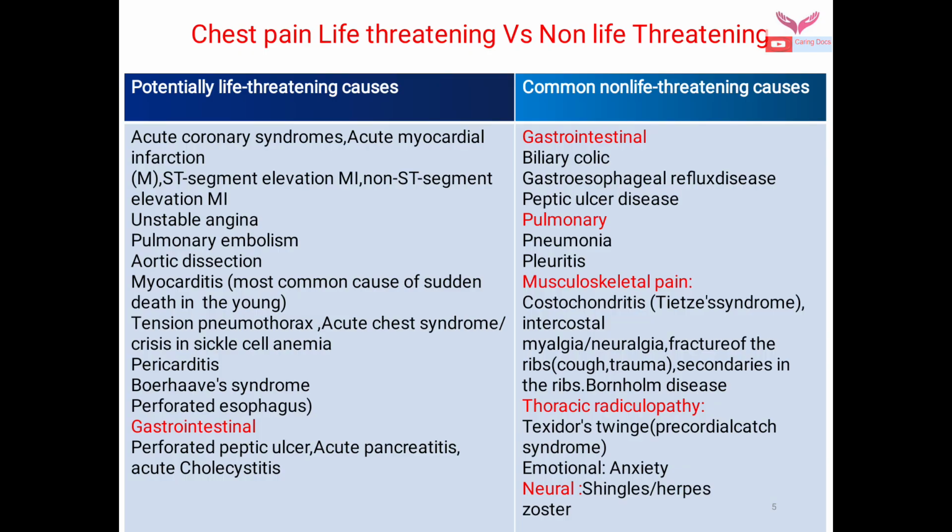Friends, whenever a patient of chest pain comes to us, we can further categorize them as potentially life-threatening causes and commonly non-life-threatening causes. The potentially life-threatening causes are acute coronary syndrome, acute myocardial infarction, unstable angina, pulmonary embolism, aortic dissection, myocarditis, tension pneumothorax, pericarditis, Boerhaave syndrome, perforated esophagus, and the gastrointestinal causes are perforated peptic ulcer, acute pancreatitis, acute cholecystitis. These are potentially life-threatening causes.